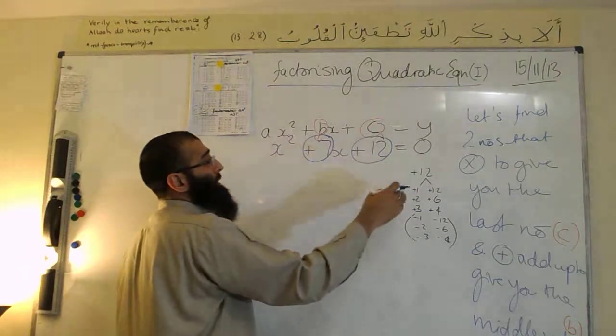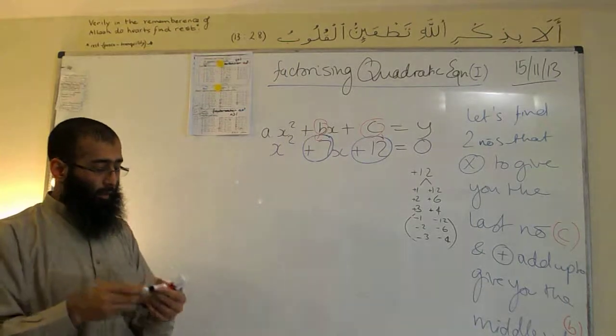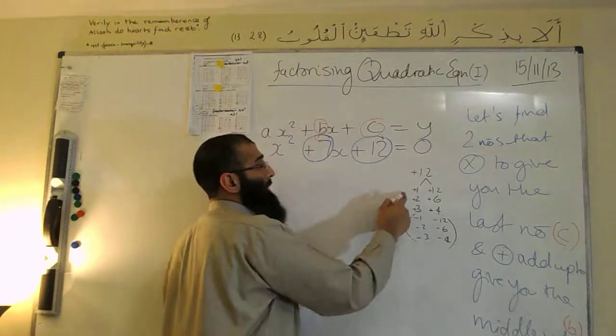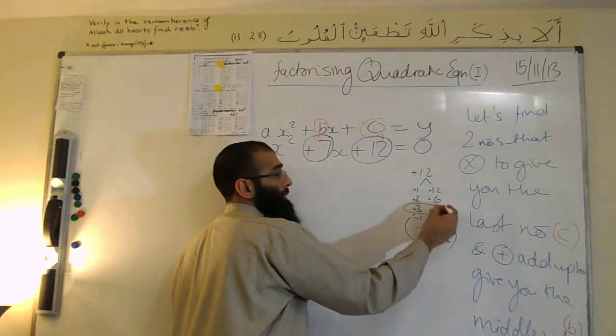Now, two numbers that multiply to give you plus 12, but when you add them, they must give us 7. So, Rutaba, can you help me with this one, please? Well, these two don't add up to 7. Note those ones. What about this one? That does. That one does.